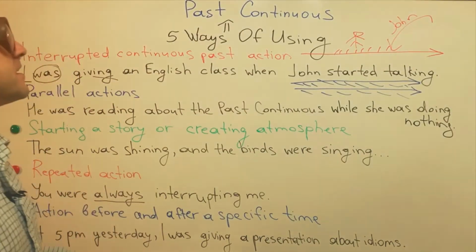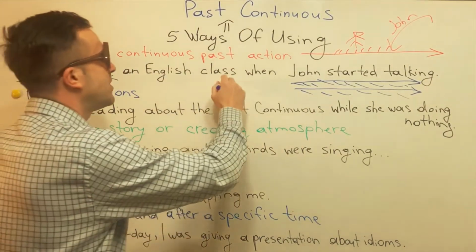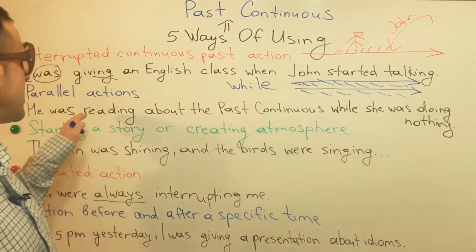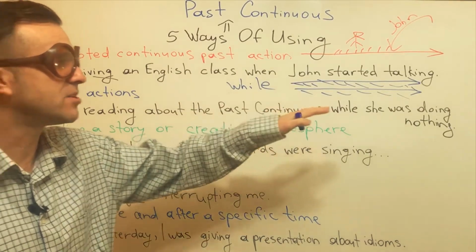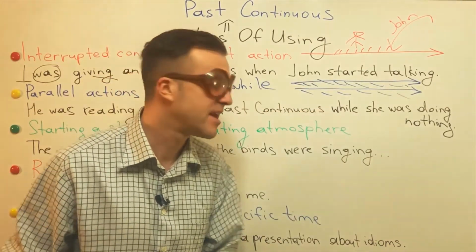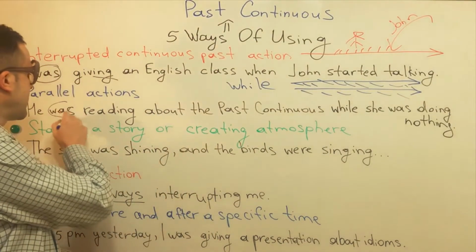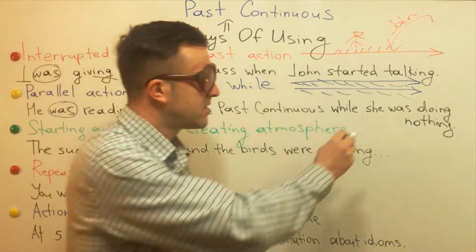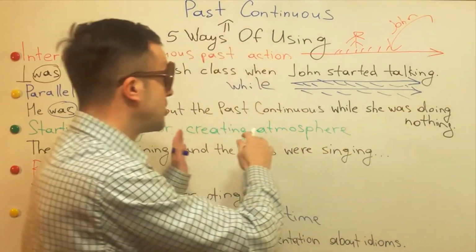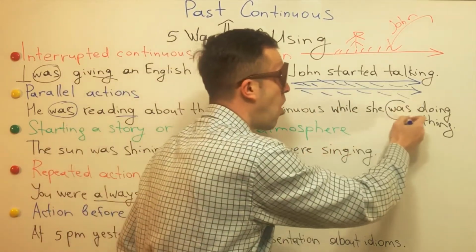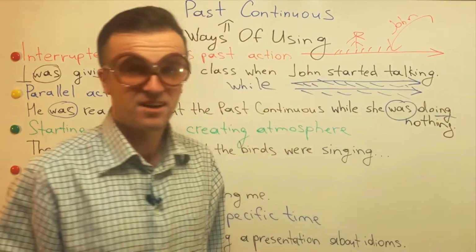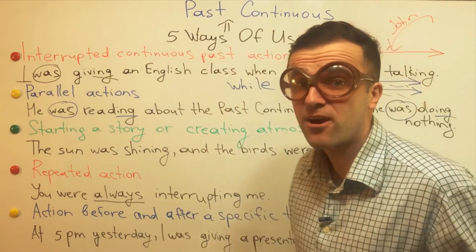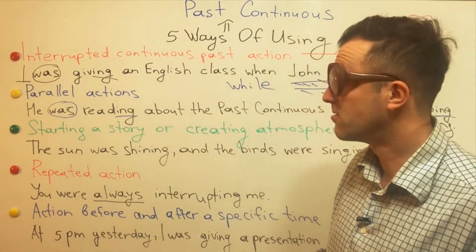And they were doing their work simultaneously, okay? So, while, and we have the word while, okay? So he was reading about the past continuous while she was doing nothing. Again, don't forget about was here and the ending ing, okay? And the same is with the other clause, is was and ing. All right? Okay, so let's move on to the third way of using the past progressive.